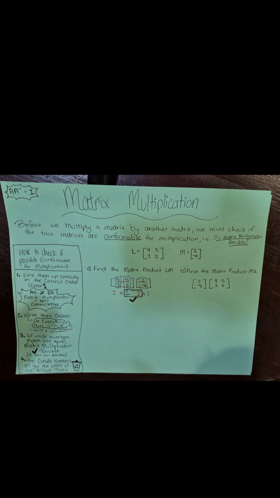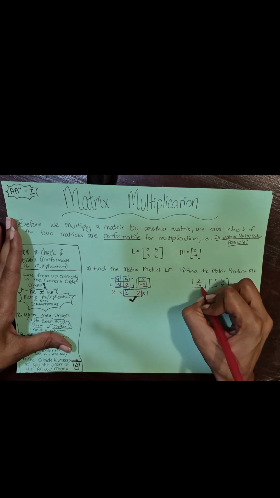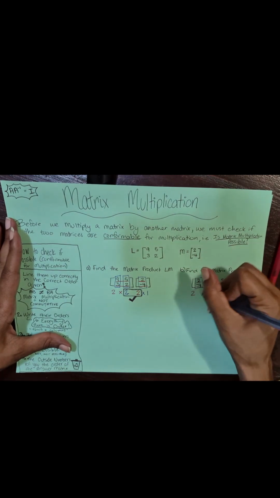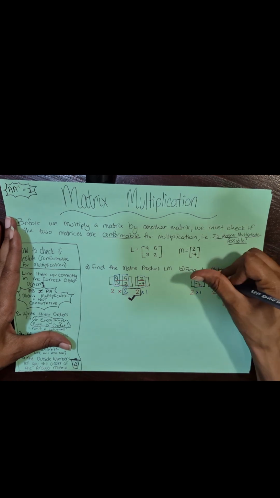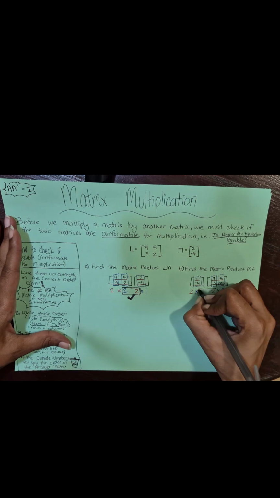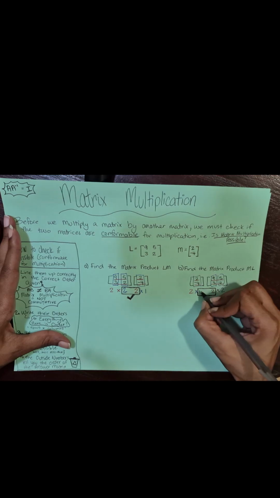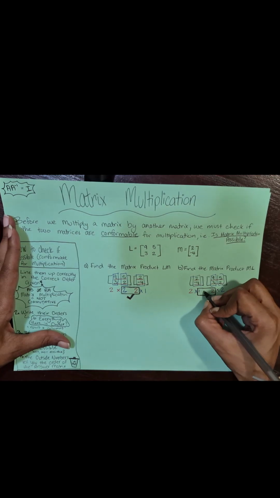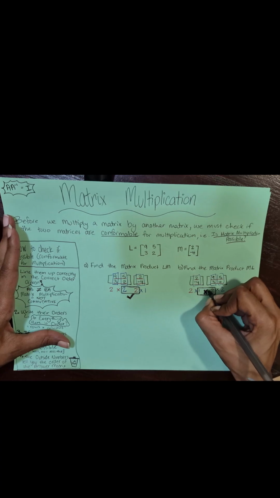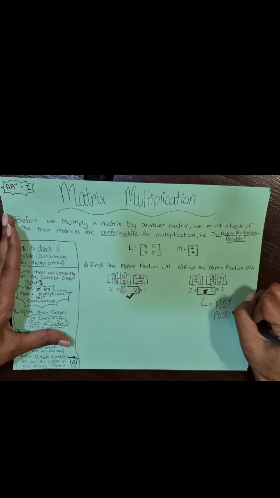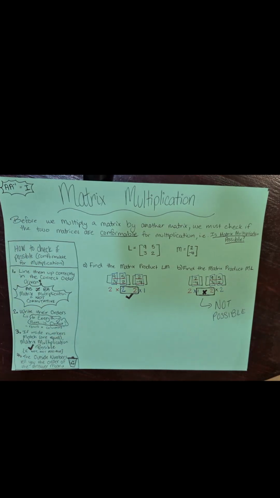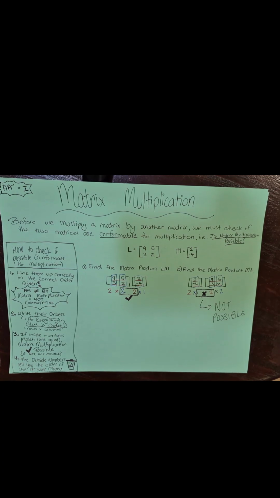However, let's do the orders of these matrices over here. This has 2 rows and 1 column, and this one has 1 row and 2 columns. If we look at our inside numbers, we see they do not match. This has a 1, this has a 2. They do not match. That means matrix multiplication is not possible. So if we had a question like this and we checked, we could just say, not possible. Can't even multiply. This one is possible, so we can keep moving forward.